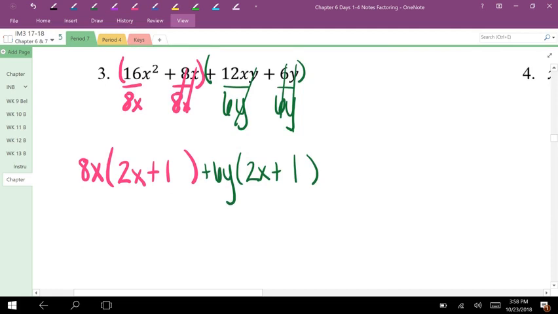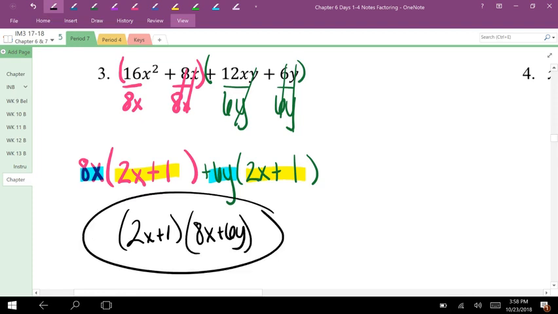We just did 2 separate GCF problems, and we combined it together to do factor by grouping. Just like before, we have 2x plus 1 as common here. So we're going to write the 2x plus 1 as my GCF. I pull it out. And then what remains here is going to be the 8x plus the 6y. We're done. That's factor by grouping.